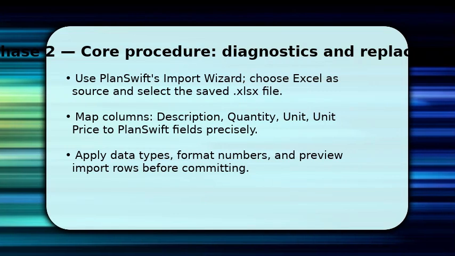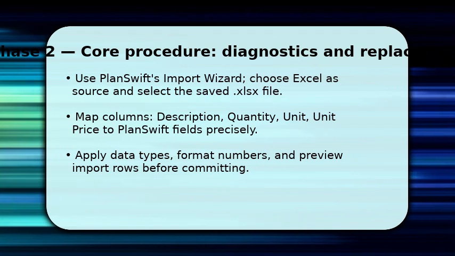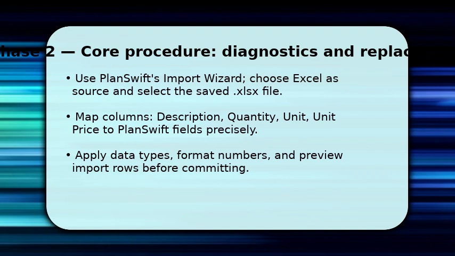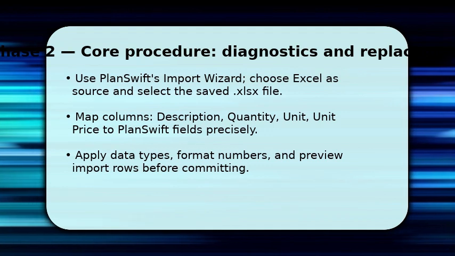Once in Planswift, choose Import Excel and point to your saved file. That launches the import wizard. You then map each Excel column to Planswift fields, for example description to item name, quantity to count, unit price to cost. Make sure numeric columns are set as numbers, text columns as strings, and dates where applicable. Preview the first 10-20 rows to spot mismatches.